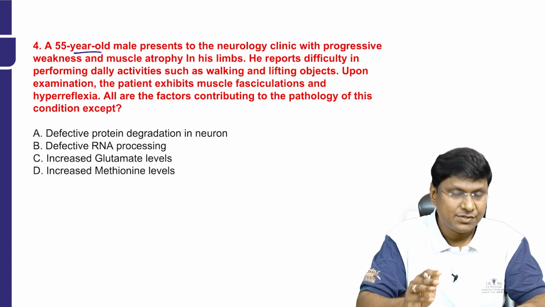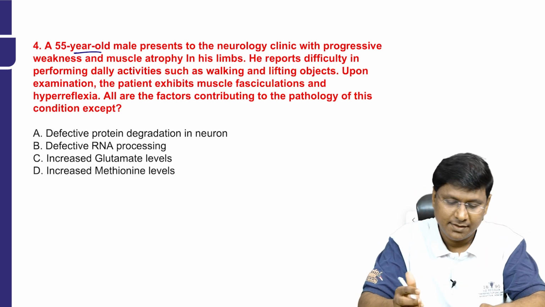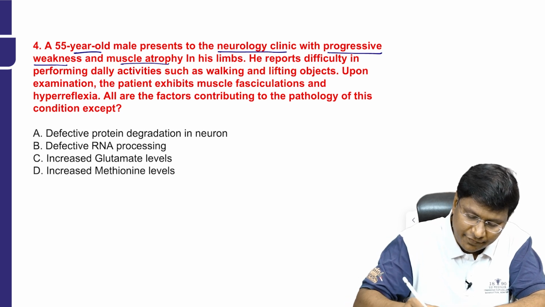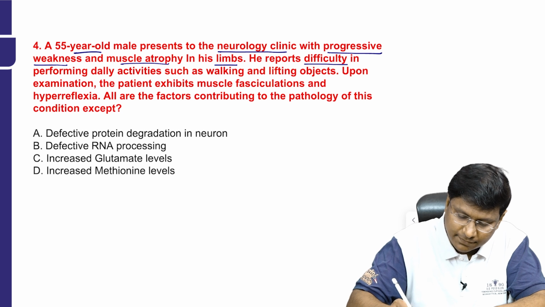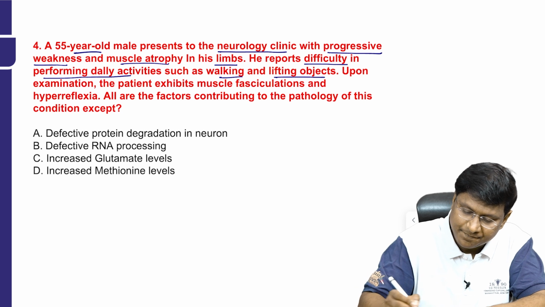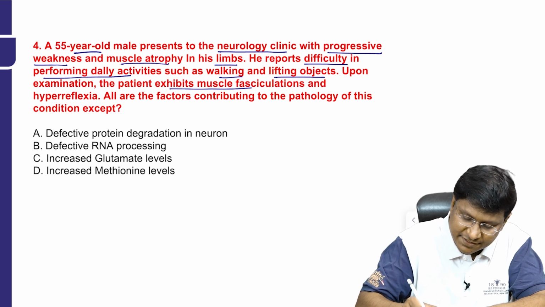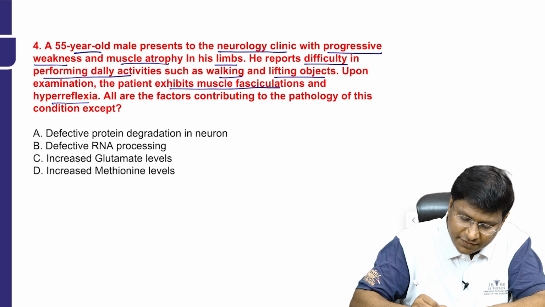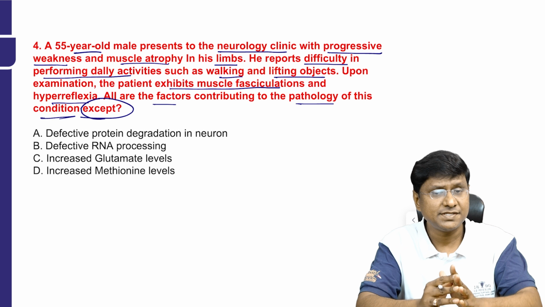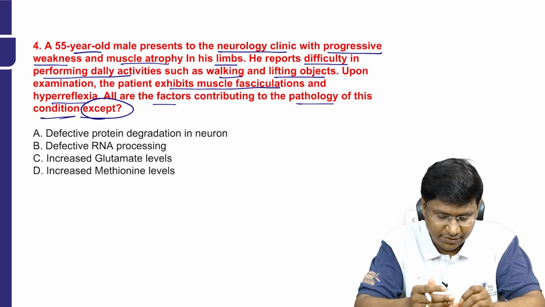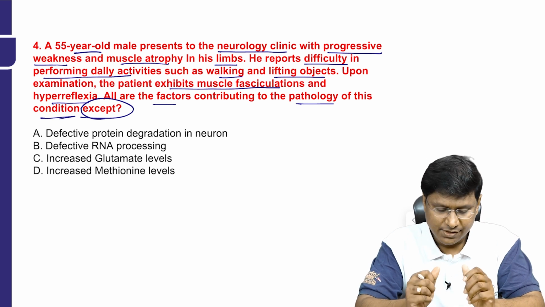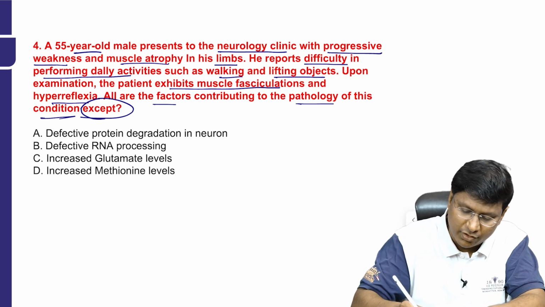And next question. We have a 55-year-old male presenting to the neurology clinic with progressive weakness and muscle atrophy in his limbs. He reports difficulty in performing daily activities such as walking and lifting objects. Upon examination, the patient exhibits muscle fasciculation and hyperreflexia. All of the following factors contribute to the pathology of the condition except: defective protein degradation in the neuron, defective RNA processing, increased glutamate levels, increased methionine levels. Now, what is the answer to this question? First of all, what is the diagnosis?